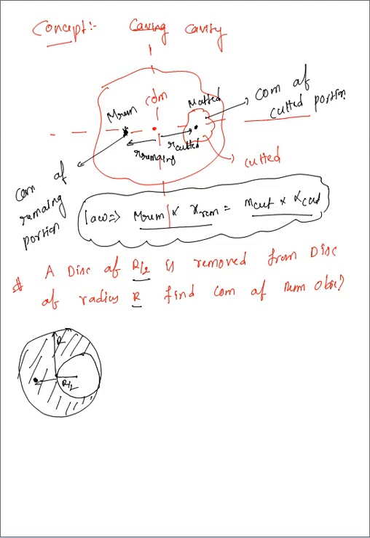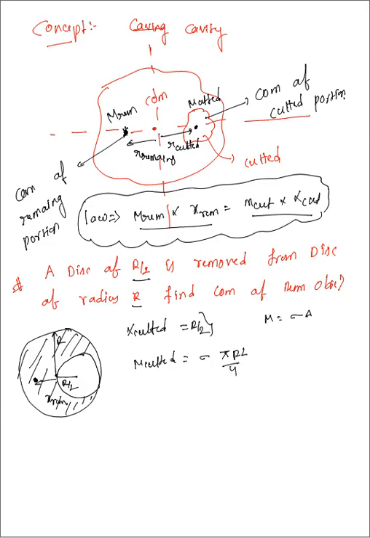This is called x remaining. Now x cut is equal to r by 2. Next, choose the mass of the cut portion. For a surface, mass equals sigma into area. The area is pi r square, but here the radius is r by 2, so we get pi r square by 4.